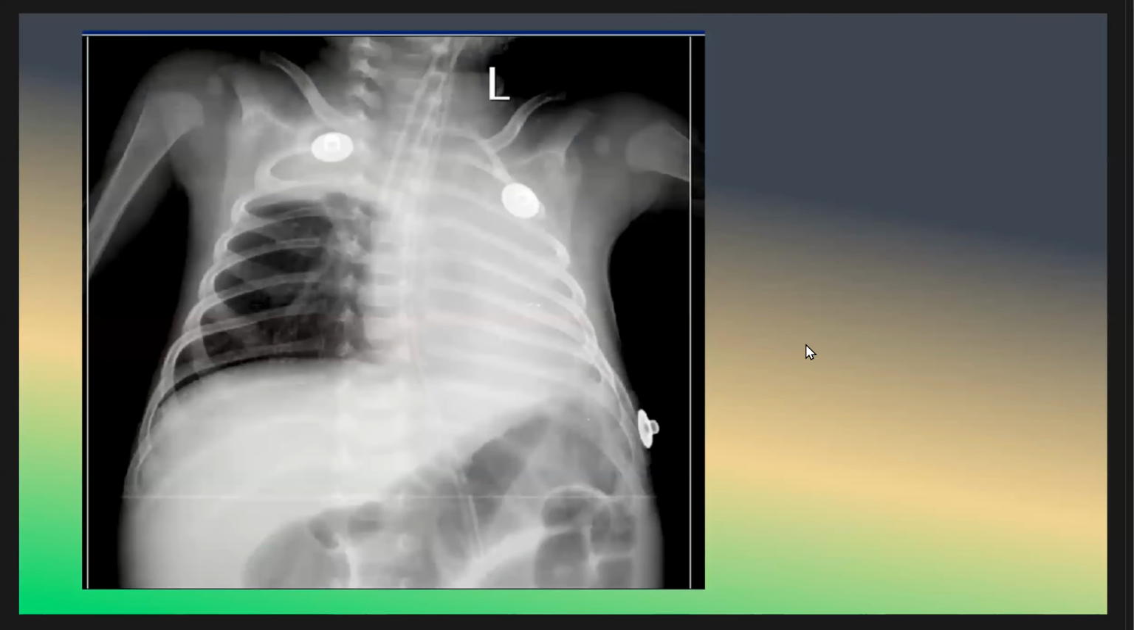Next case, a patient with a chest X-ray. What do you think the patient has? We have the endotracheal tube on the right side, and it is crossing the right upper lobe bronchus. So the right upper lobe is collapsed. The left lung is collapsed because the tube is in the intermediate bronchus, with hyperinflation of the rest of the right lung. So this is malposition of the endotracheal tube, and this is a normal position of the NG tube.